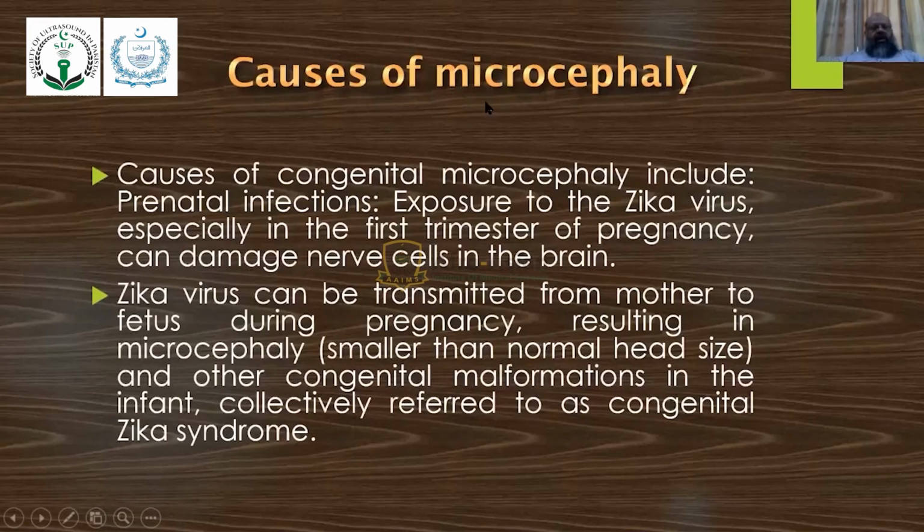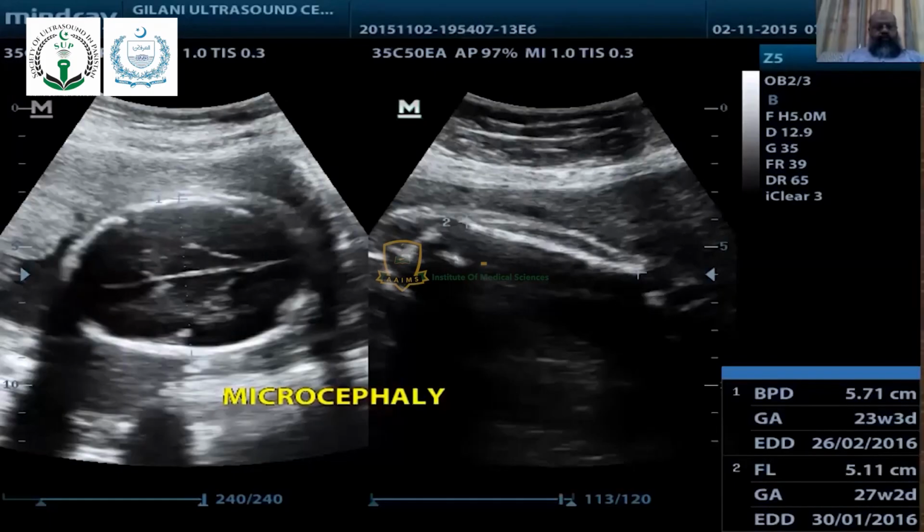Causes of microcephaly: prenatal infections. Exposure to the Zika virus, especially in the first trimester of pregnancy, can damage nerve cells in the brain. Zika virus can be transmitted from mother to fetus during pregnancy, resulting in microcephaly and other congenital abnormalities in the infant, collectively referred to as congenital Zika syndrome.